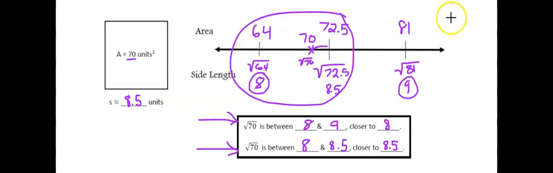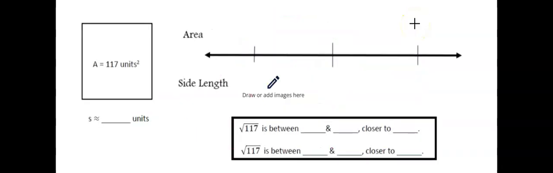All right, so we'll go to the next example and practice some more. Okay, I'm going to let you try this one out. Again, we have a square, which means the side lengths are the same, and we're trying to get an estimate of what the side lengths would be if our area was 117.